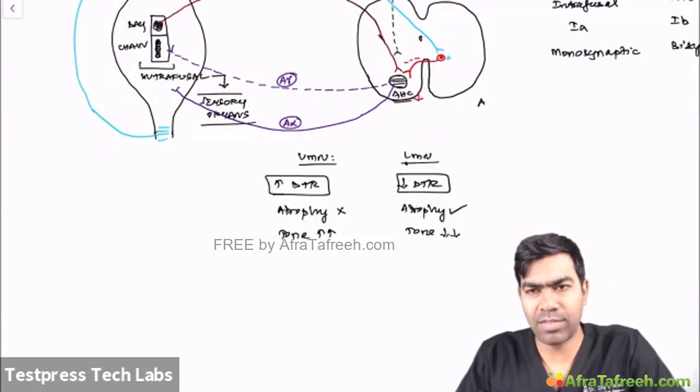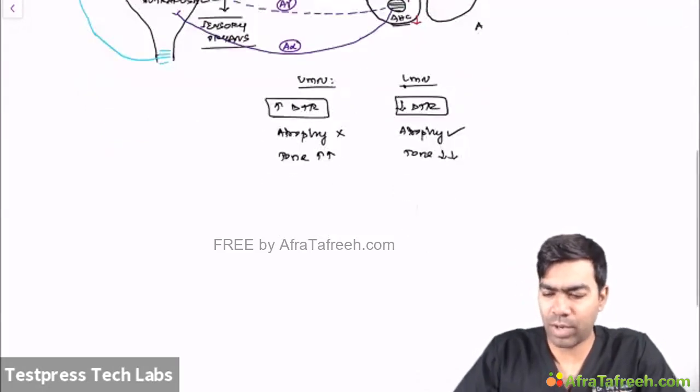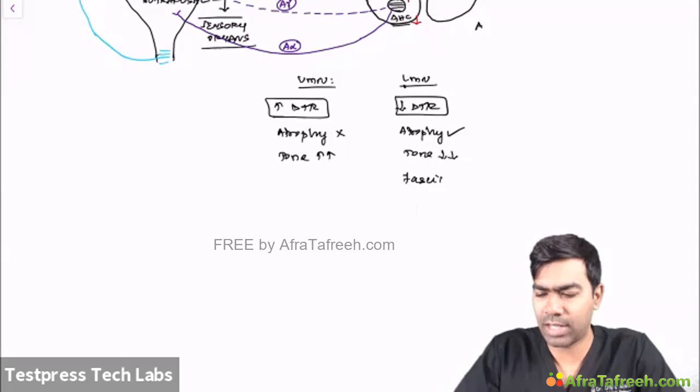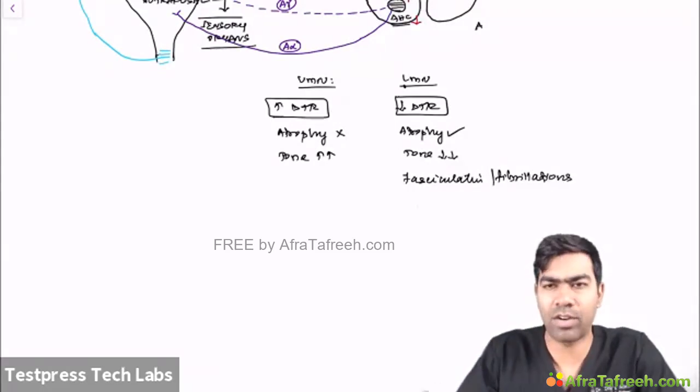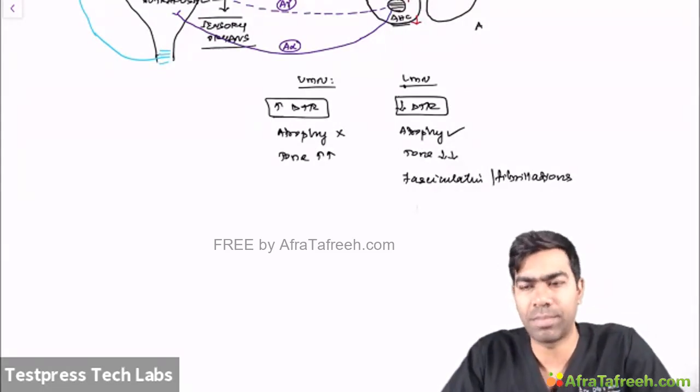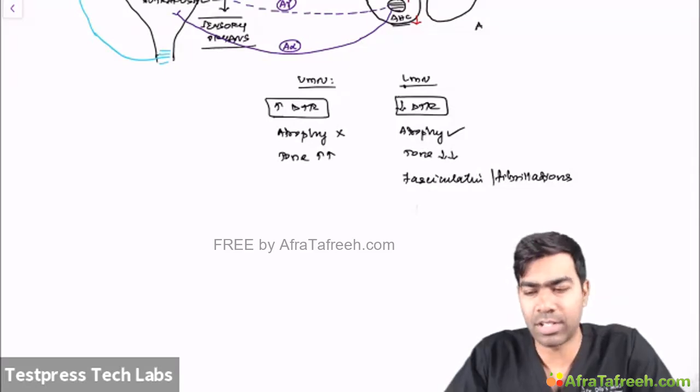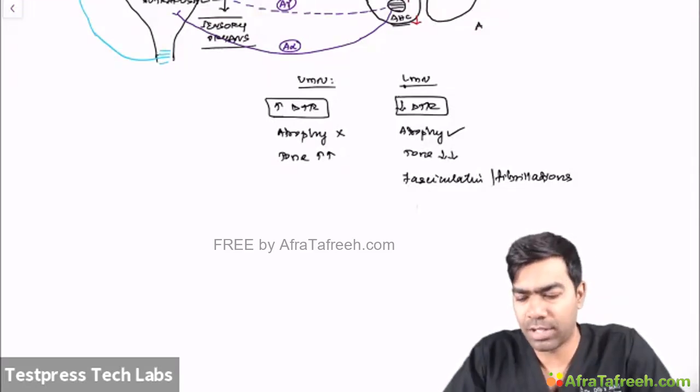Other things, of course, we'll see later on why you see fasciculations. So you can see either fasciculations or something called fibrillations in an LMN lesion. Depending on the level of the lesion, an anterior horn cell lesion typically produces fasciculations, and peripheral nerve lesions typically result in the development of fibrillations over a period of time.